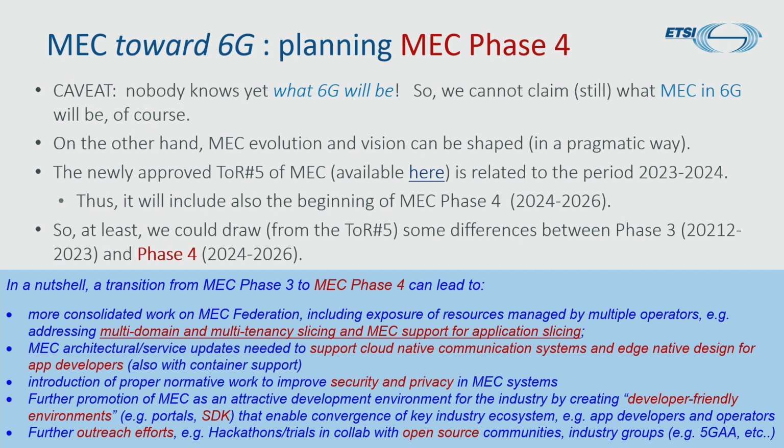We are going to work on multi-domain, multi-tenancy slicing, MEC support for application slicing, more cloud-native communication system support, edge native design for application developers, security and privacy as I mentioned. We continue working on federation as I mentioned, and I also see a lot of increasing attention on software development and open source, possibly continuing to work with the hackathons and other initiatives in collaboration with the other open source communities.